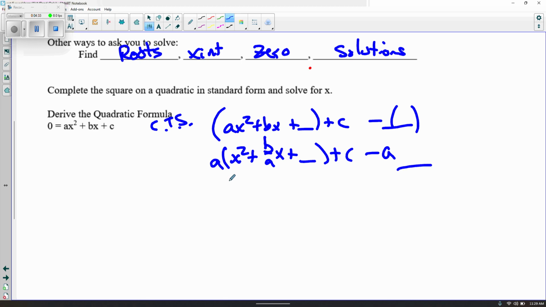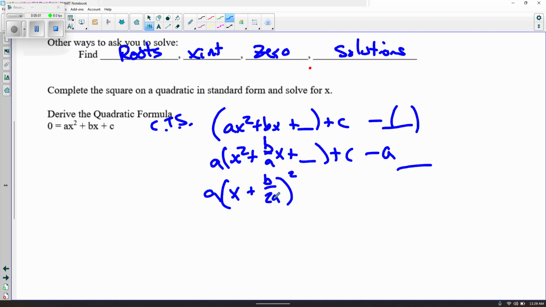All right, now we can take half of b over a. I think Lakota's trick would be better. Lakota, how would you take half of b over a? B over 2a? Because you're multiplying by a half, right? And that would end up being squared. Does that make sense, guys?